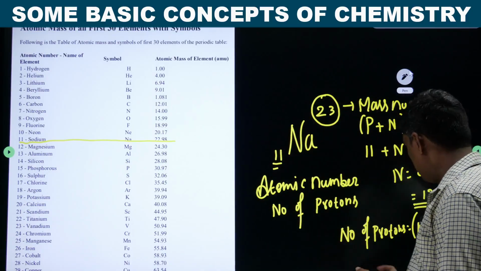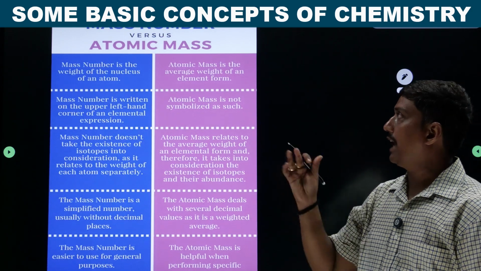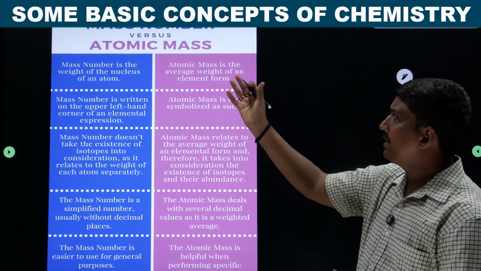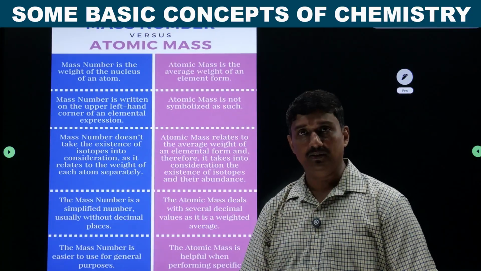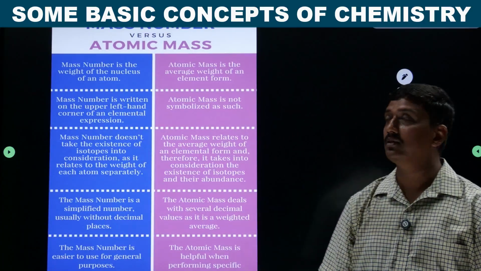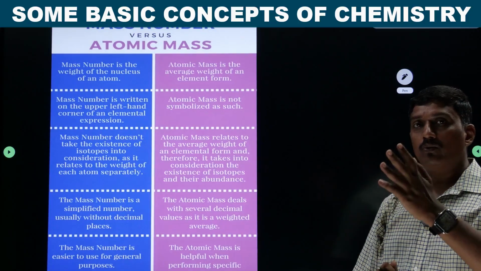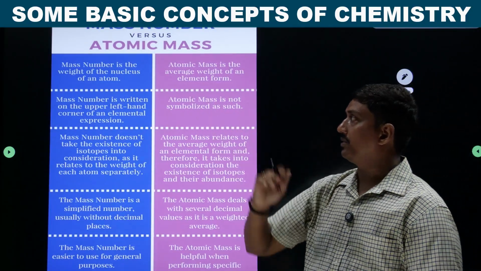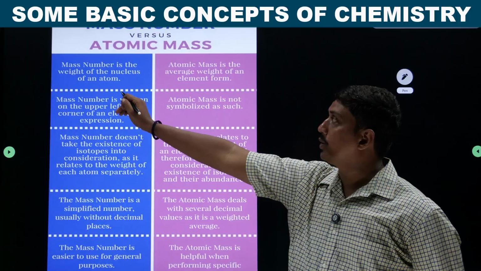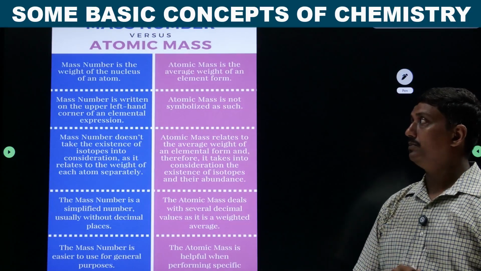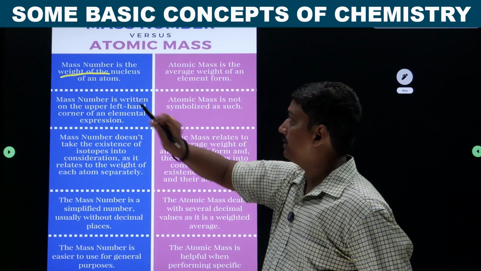See, the next one is mass number versus atomic mass. It sounds the same, mass number and atomic mass. What makes a difference? There are differences between them. First, let me explain mass number. Mass number is the weight of the nucleus of an atom.